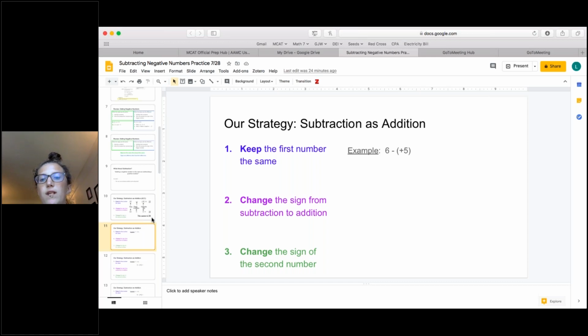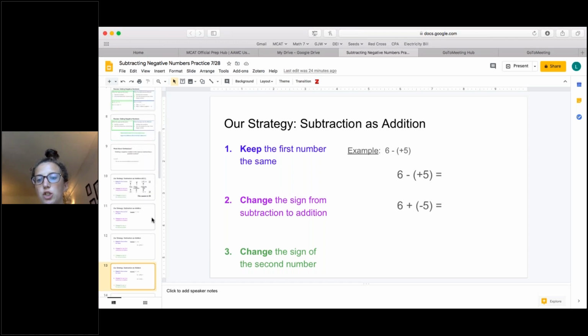So in this problem, we're given 6 minus +5. And again, I'm going to look to change this into addition using keep, change, change. And that's what I just did in this first step. I kept the first number, 6 stayed as 6. I changed the sign, subtraction went to addition. And I changed the sign again, +5 went to -5.